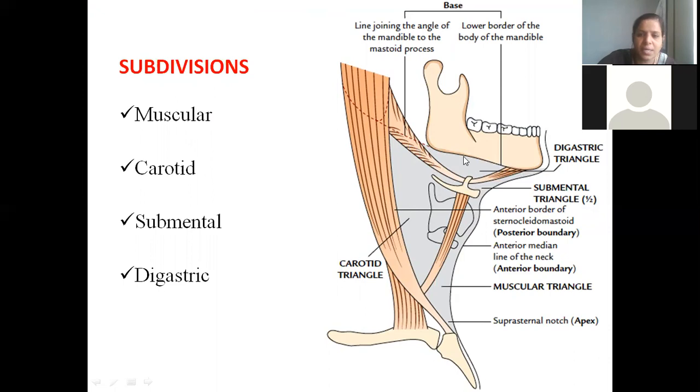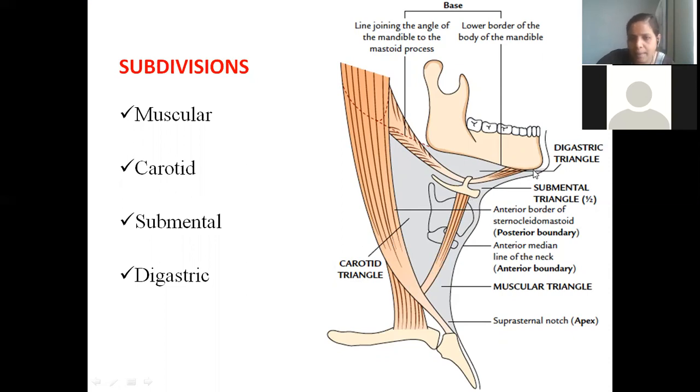That is digastric. Then coming to carotid, when you talk about its boundaries, posteriorly it is formed by the anterior border of sternocleidomastoid, antero-superiorly again the posterior belly of the digastric, and antero-inferiorly we have, what is the name of this muscle? Omohyoid, the superior belly of omohyoid. So this triangular space is the carotid triangle.